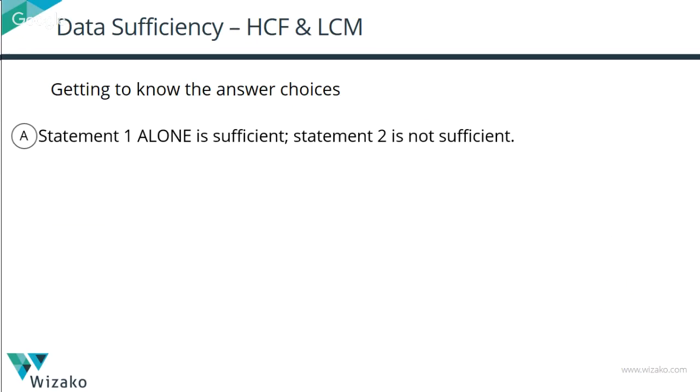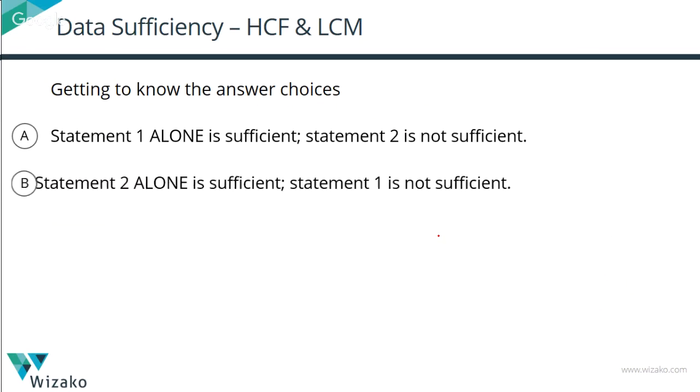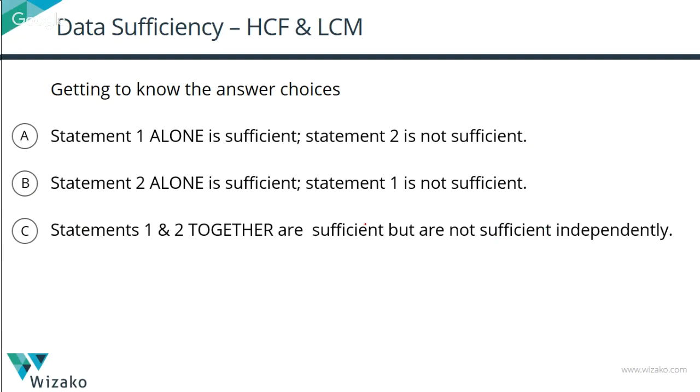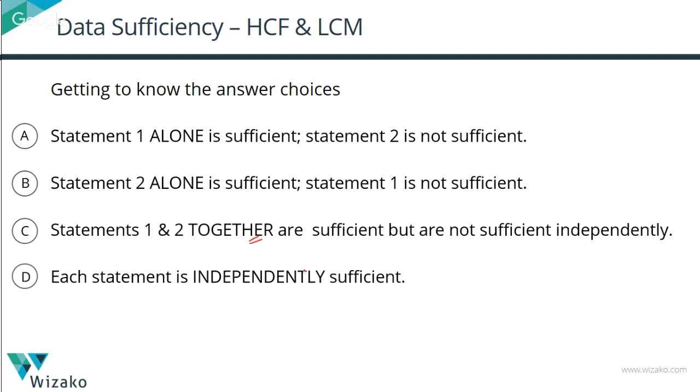For the uninitiated, these are the 5 answer choices. Any DS question is going to have a question followed by 2 statements. Statement 1 alone is sufficient, 2 is not, go with A. 2 alone is sufficient, 1 is not, go with B. Each is independently not sufficient, but together they are sufficient, go with C. Each of the statements is independently sufficient, go with D. Data is not sufficient, then go with E.